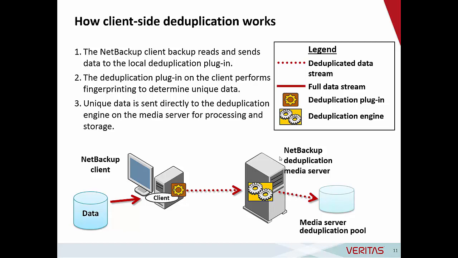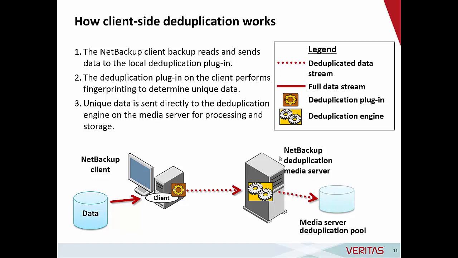Normally, dedupe happens as target dedupe. The client sends all of its data to the NetBackup media server. The media server figures out what's unique and what's not. Then the unique stuff only gets written to disk. So I get the advantage of this big space savings on disk and a lot less data moving across the storage network, but I still have the client pushing all this data across the LAN to the media server.